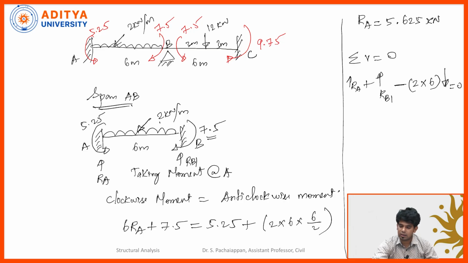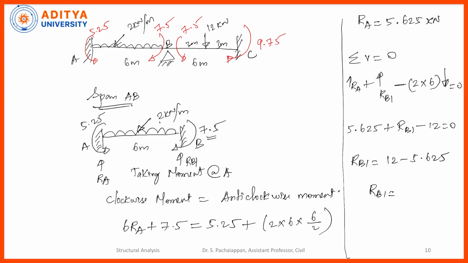Just now we calculated the value of RA, which is 5.625. RB1 we don't know, minus 12 equal to 0. So RB1 is equal to plus 12 minus 5.625. So RB1 is equal to 6.375 kilonewton. So we got the value of RB1 and also the value of RA. This is for span AB.